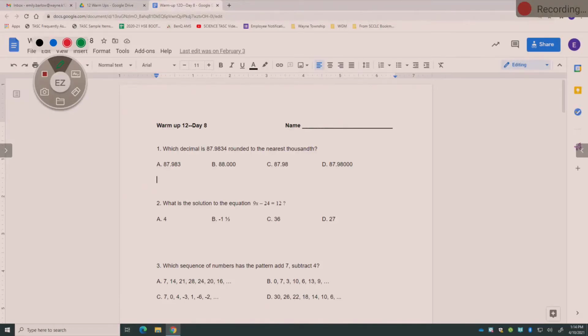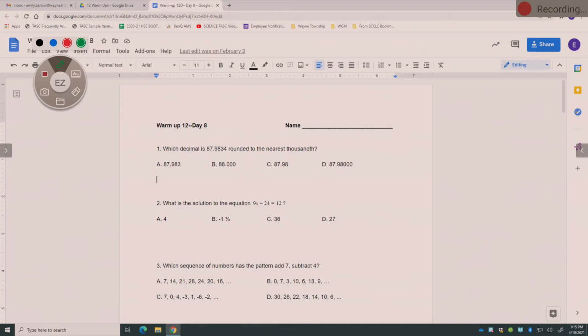Good morning. We are going to be going through the answers in warm-up 12, day 8 today. And rather than trying to switch between showing you the answer key like I normally do, I'm just going to go ahead and work through each of the problems, and then you can check your answers as we go along. I know it takes a little bit more time to do it this way, but feel free to scroll through the video if you are looking just for the answer to one problem.